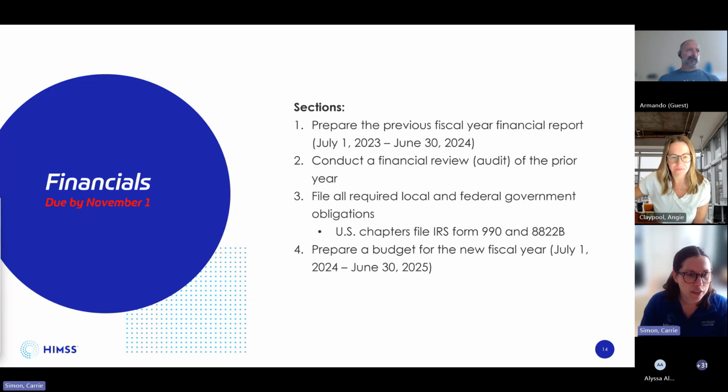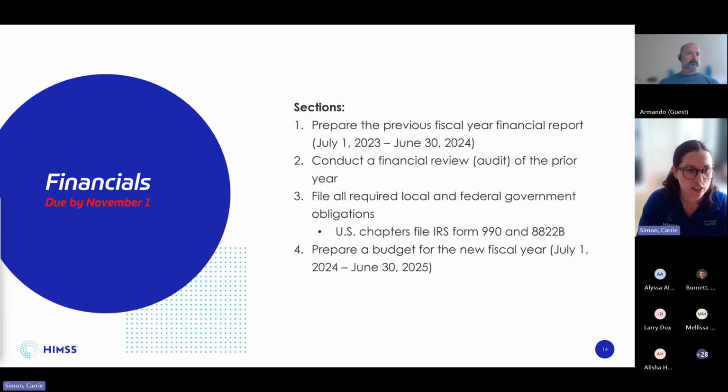All right, you've made it two-thirds of the way through the submission. For the financial report, we do give you some extra time to bring all the numbers together. So that third and final report is due on November 1st. And included in that is the financial report for the previous fiscal year, as well as an audit, which we'll get into details of. And then ahead of the US deadline of November 15th, we ask you to confirm that you filed all local and federal obligations, with the exception of our Canadian chapters. And then we also ask you to submit the budget for the new fiscal year.